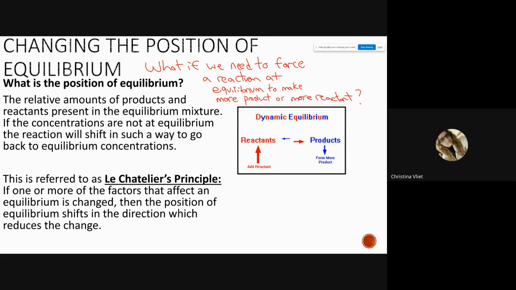You could change the temperature of the reaction. You could change the pressure in the reaction. You could actually even change the volume in the reaction. And so if we are trying to change the position of equilibrium, like do we get more products or do we get more reactants off of the standard dynamic equilibrium, we can alter the reaction conditions in such a way to force the reaction to be shifted either towards products or towards reactants for a limited period of time until equilibrium is reestablished. And so this is referred to as Le Chatelier's principle.